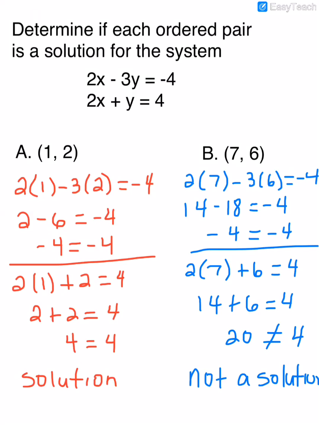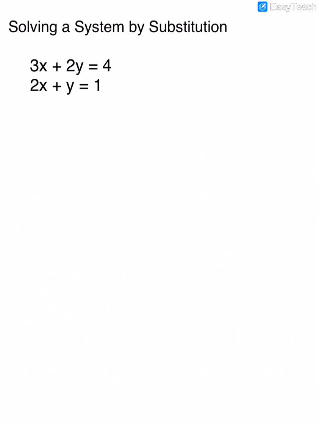So that's how we check to see if an ordered pair is a solution for the system. There are a couple of different ways that we can solve a system. One method is by using substitution. If we're going to use substitution to solve a system of equations, the first thing we want to do is isolate one of the variables. So we want to isolate whichever variable is easiest to isolate.